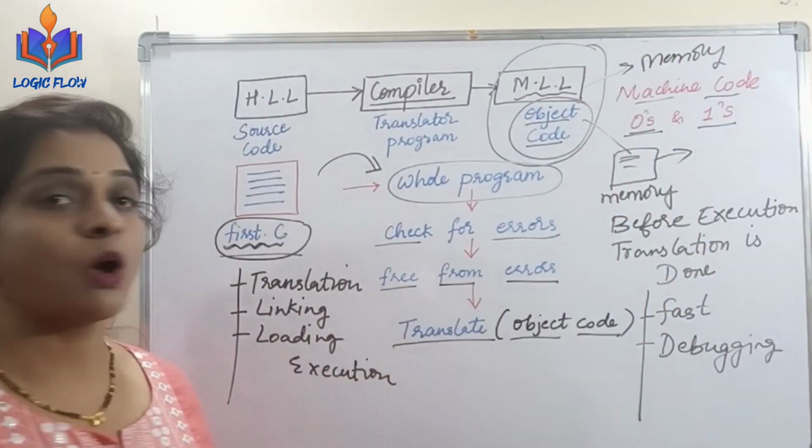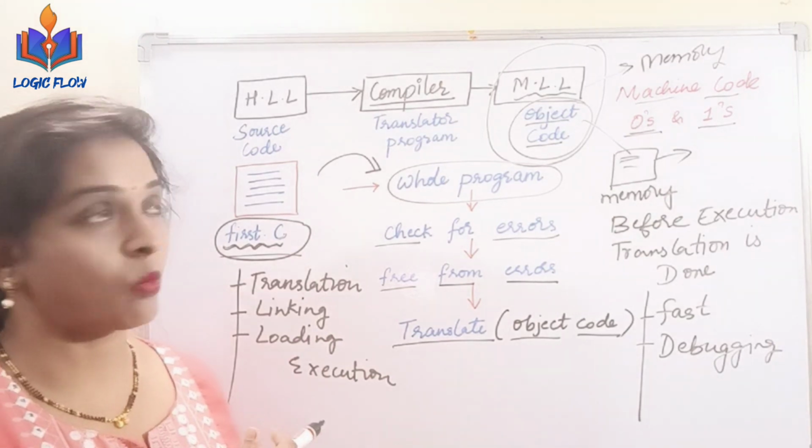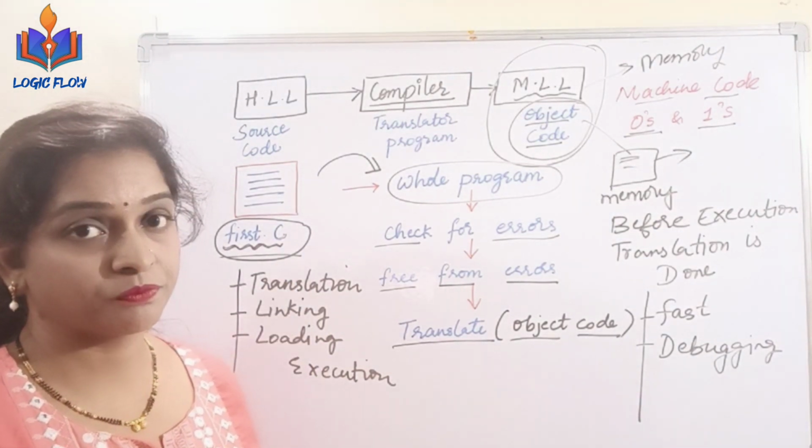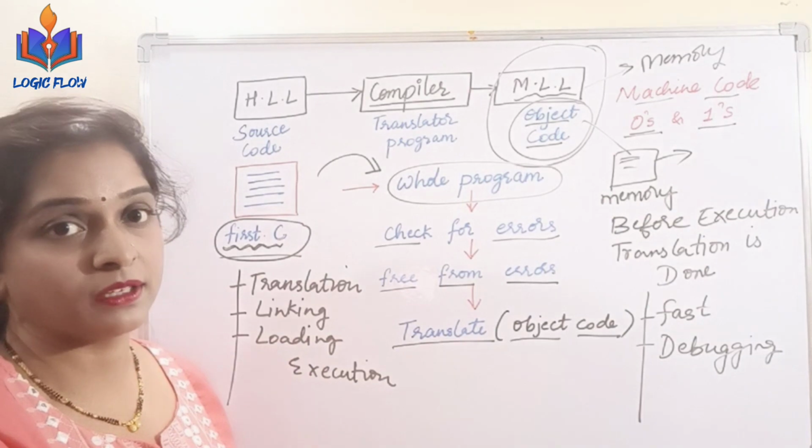And one more point to say here, it requires extra memory to save the object code. Extra memory is required to save the object code. So this is what it is about the compiler.